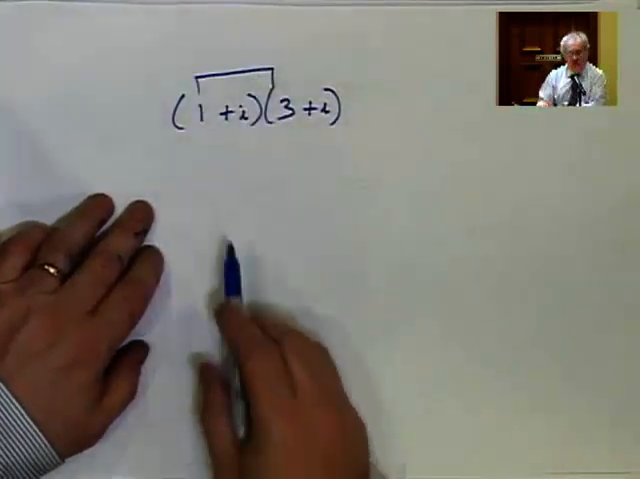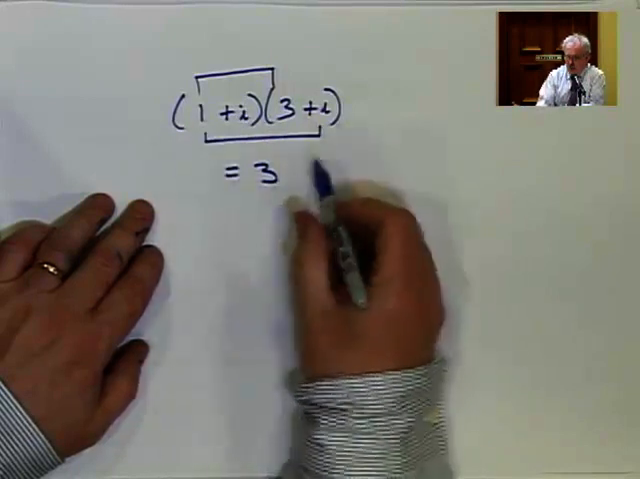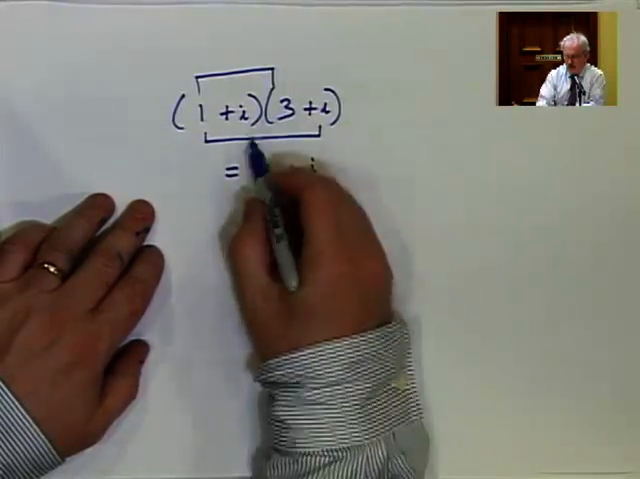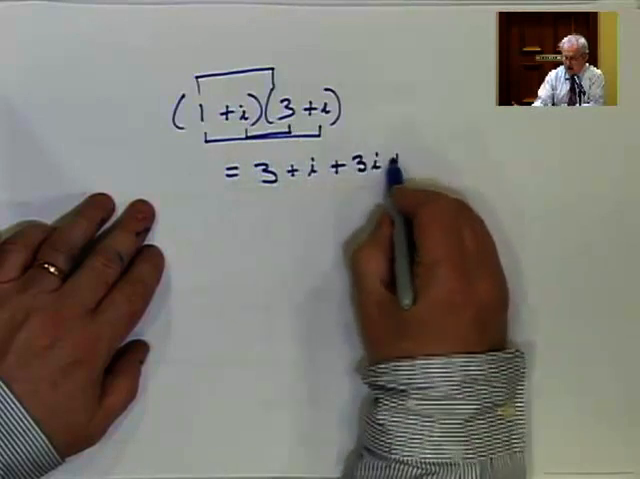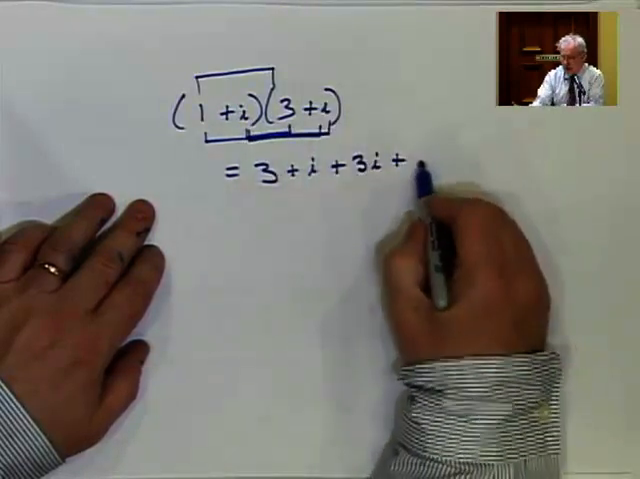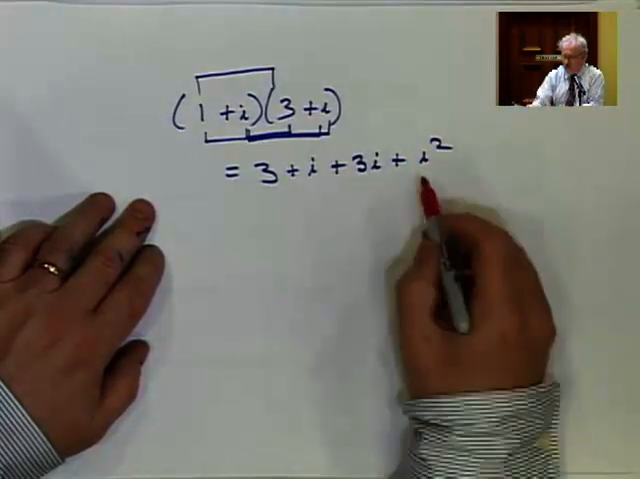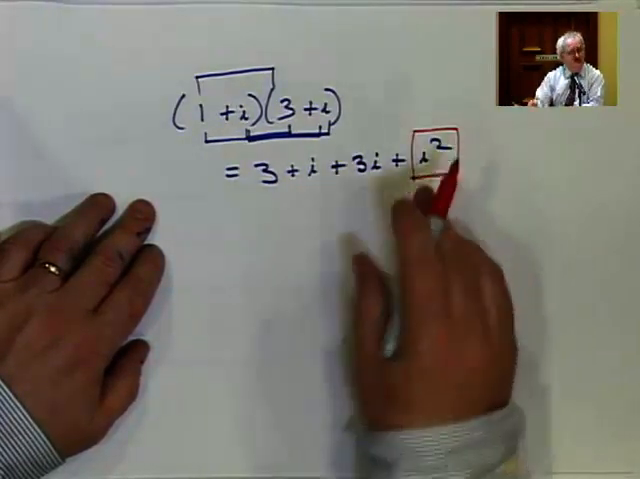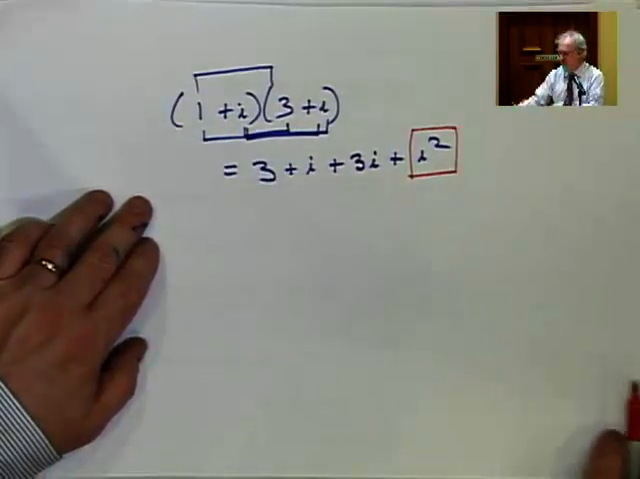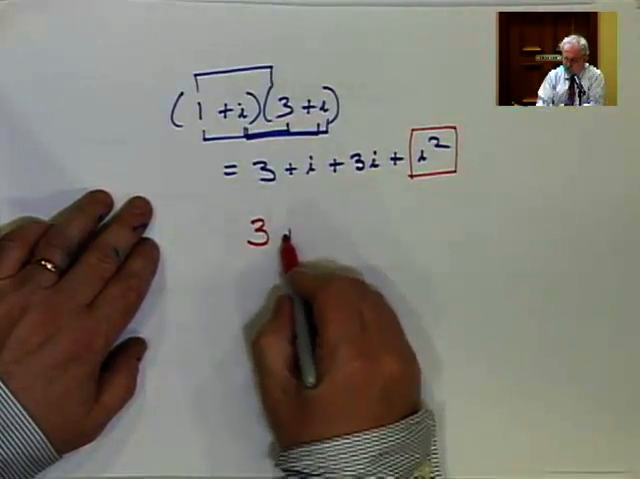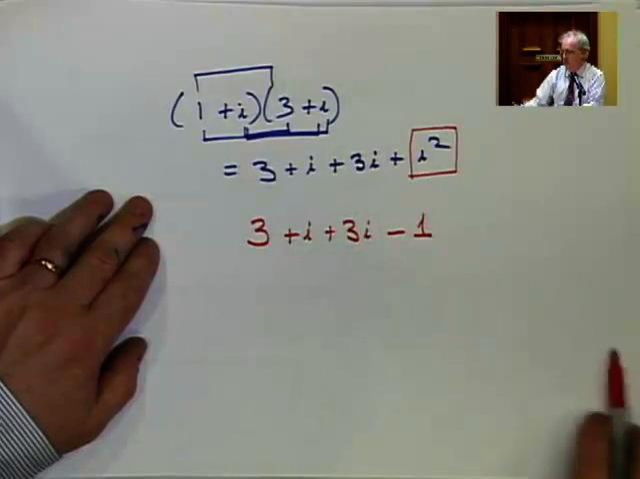So using the first one, 1 by 3 is 3. The outsides, 1 by i is i. The insides, i by 3 is 3i. And the last one, i by i is i squared. But there's a rule that says that the i squared thing is defined as minus 1. That's the whole basis of the complex numbers. So you get 3 plus i plus 3i minus 1.